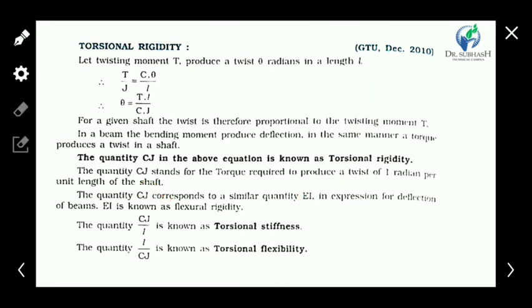So CJ upon L is the torsional stiffness. Torsional stiffness is defined as CJ upon L, and torsional flexibility is defined the inverse way, L upon CJ. Torsional stiffness is defined by CJ upon L, where C is the rigidity of the shaft. Okay, clear?